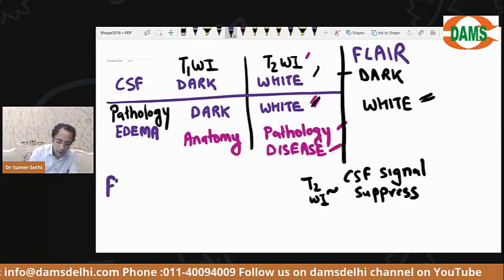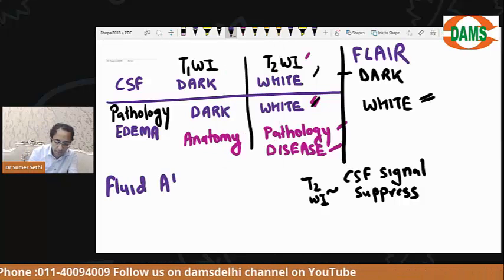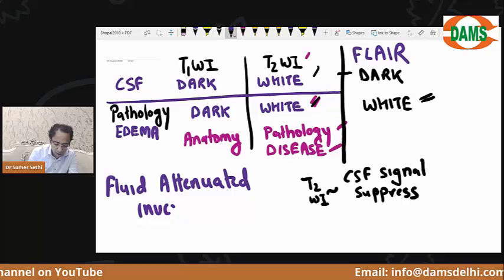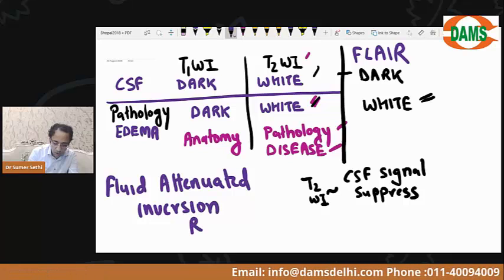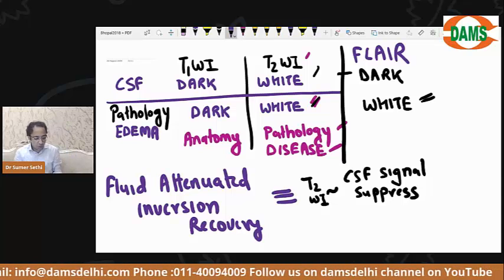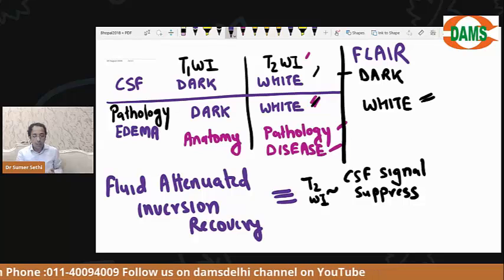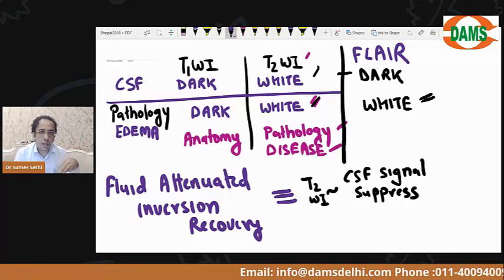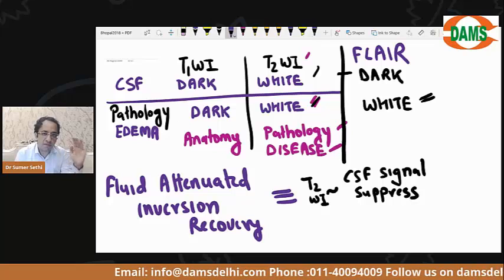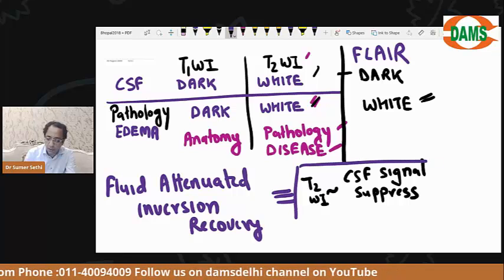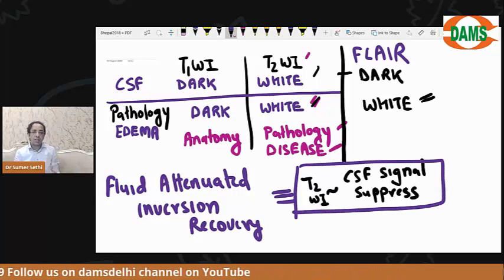What is FLAIR? Fluid attenuated inversion recovery sequence. Okay, so don't rote learn it. There is no point in mugging it up. The only thing we need to do is understand. अगर एक T2 weighted image में inversion recovery नाम की magnetic pulse से CSF को suppress कर दें, that is called FLAIR. So FLAIR is nothing but a T2 weighted image with dark CSF.